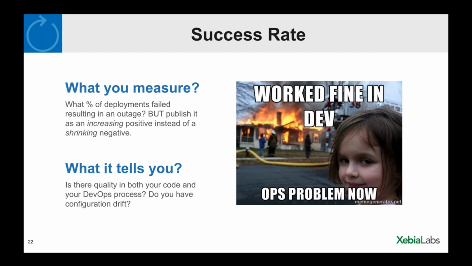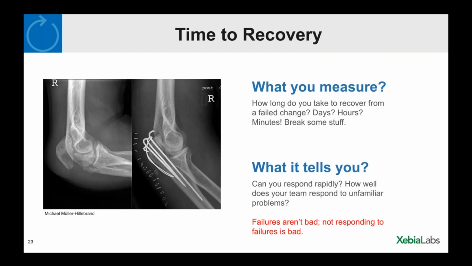Okay, so looking at this together with change volume can be really important. If your change volume is low, but your percentage of failed deployments is going up, then you probably have some dysfunction there somewhere. So you can publish this statistic as a percentage of success, but what you're really looking for are the times where the deployment to production resulted in a failure.